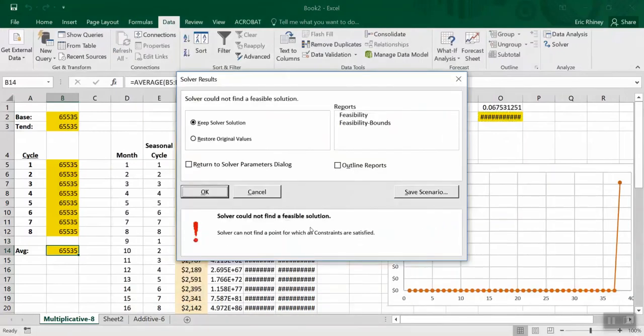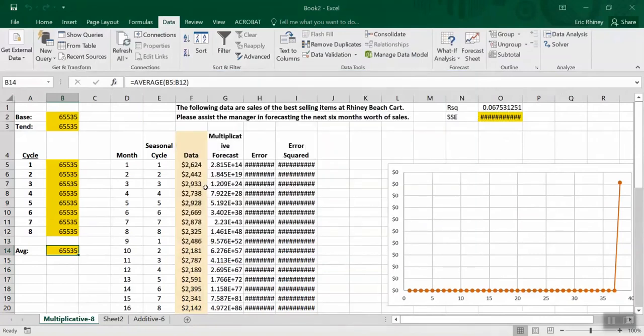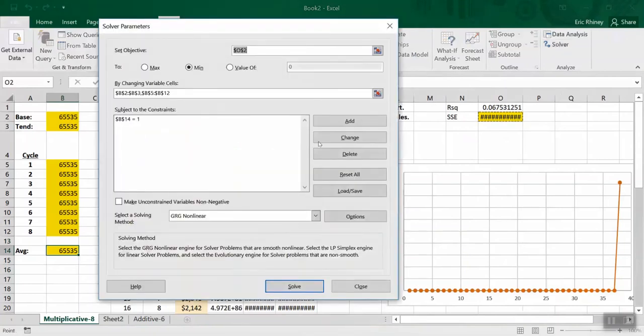Solver could not find a feasible solution. Uh-oh. What did we do wrong? Yes, this looks extremely crazy. And so let's go back in here in Solver and see why.